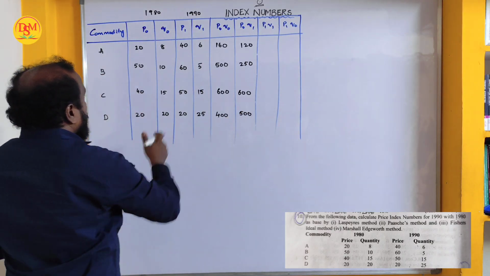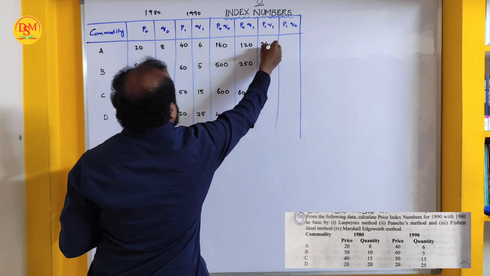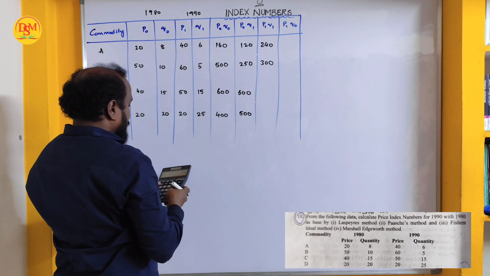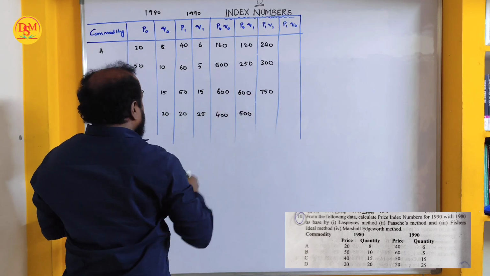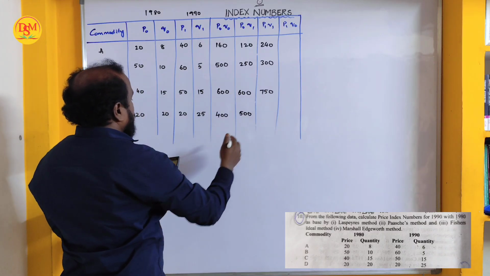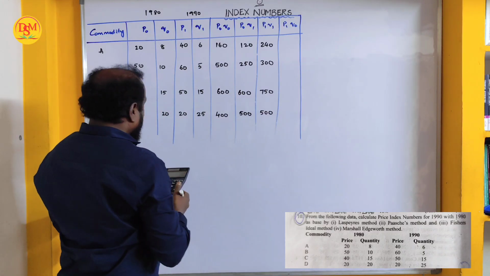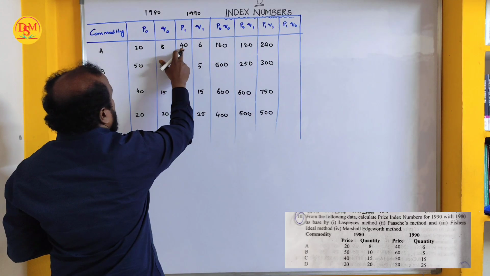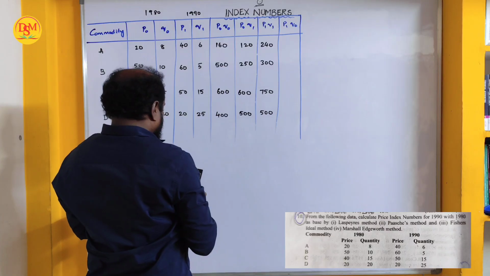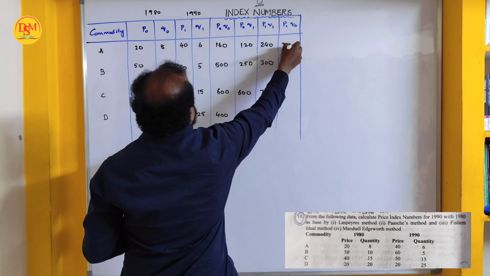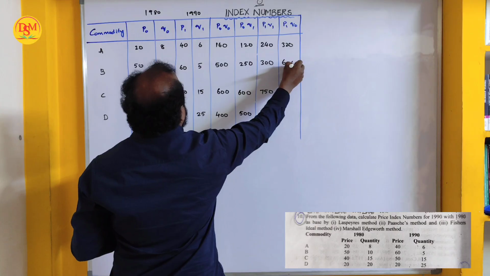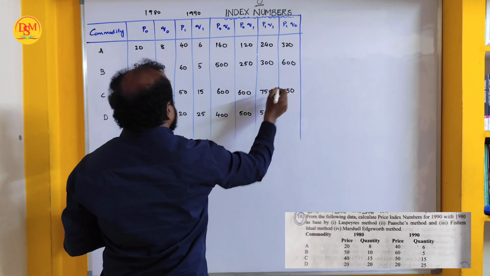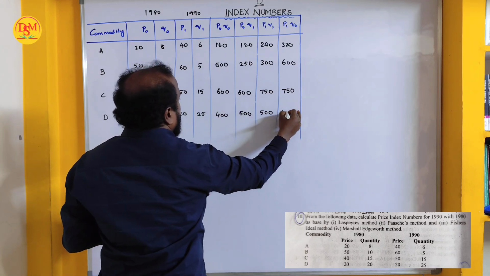Next P1 Q1: 40 into 6, 240. Next 60 into 5, 300. 50 into 15, 750. Next is 20 into 25, 500. Next we have to calculate P1 Q0. P1 Q0: 8 into 40, 320. 10 into 60, 600. 15 into 50, 750. And 20 into 20, 400.